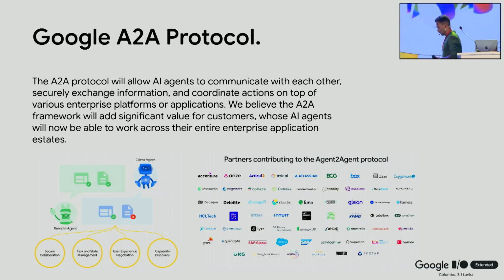With this A2A protocol, there are multiple partners already onboard, which are available as of now, and they have already pre-built support for Google A2A. So if you have integrations with any of these within your multi-agentic applications, you can directly use the A2A protocol to interface with that, right?